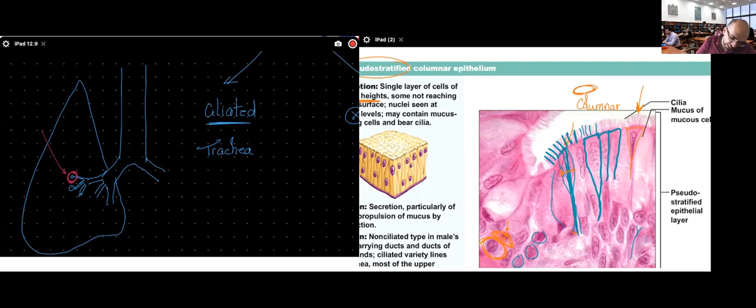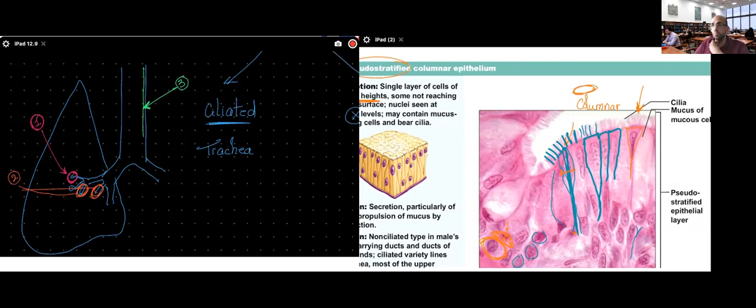So the first is going to be the air sacs. What kind of epithelium do I have in the air sacs? This is number 1. Number 2 is going to be the small airways, the small bronchi. This is going to be number 2. What kind of epithelium do I have lining those small airways? And the third one is going to be the trachea. Here, this is number 3. What's going to be the lining of the trachea?